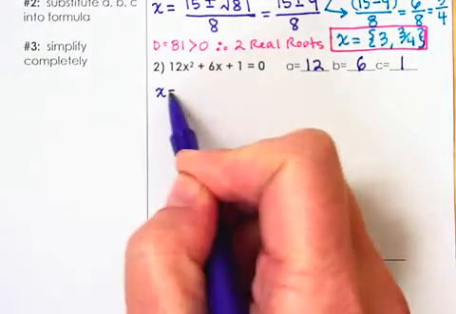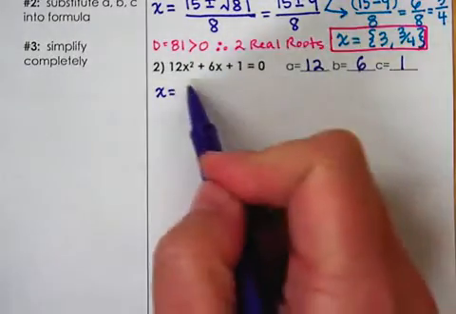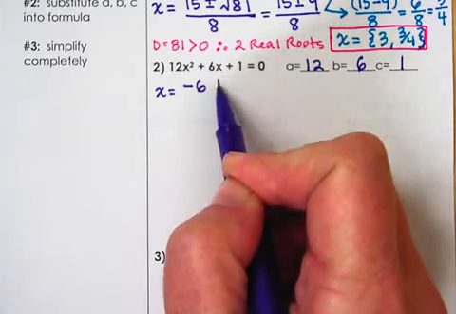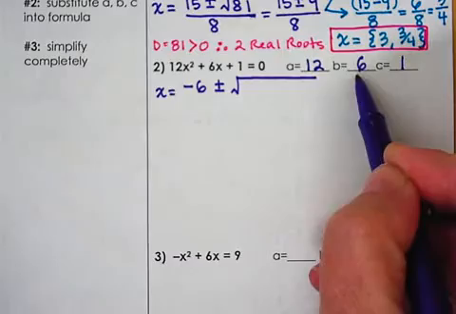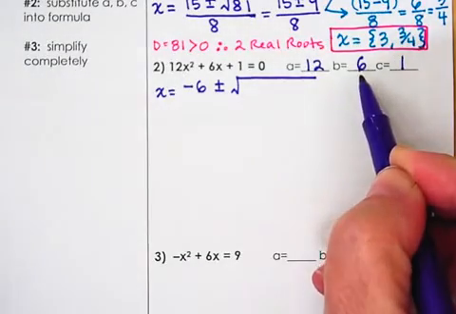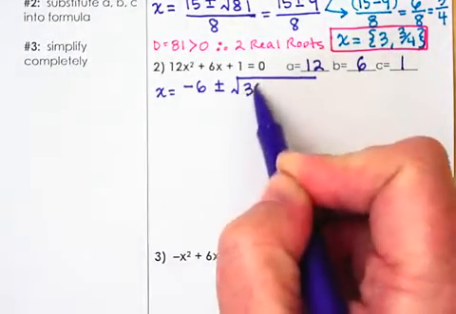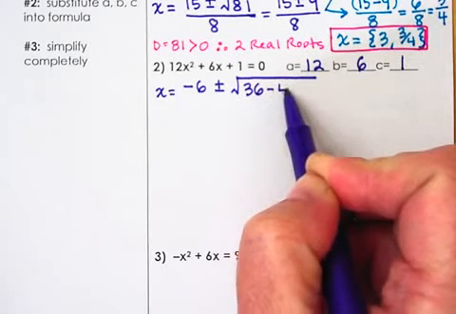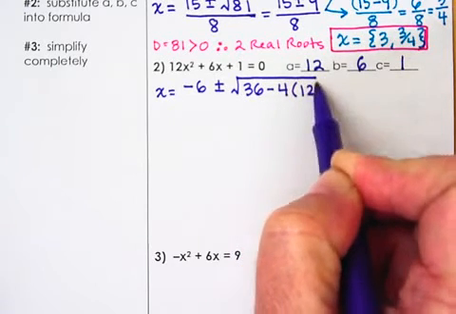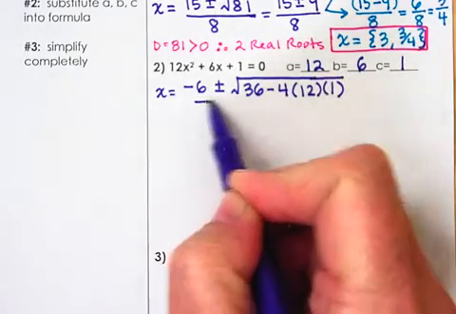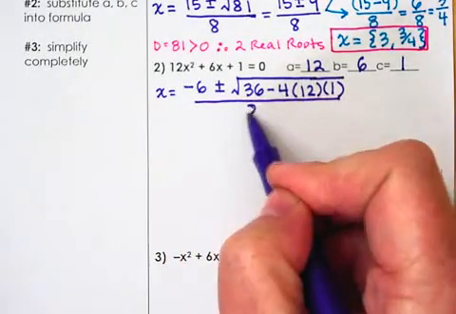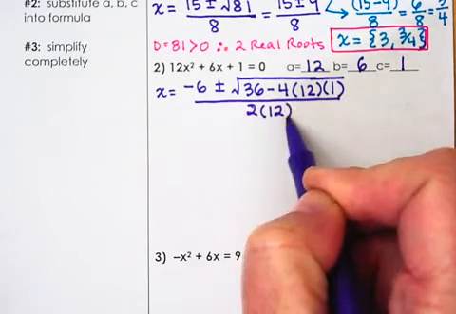So x equals negative b, so negative 6, plus or minus the square root of b squared, which is 36. So I'm going to go ahead and write 36 straight in here, minus 4 times 12 times 1, all over 2 times 12.